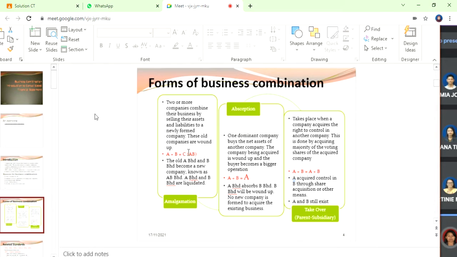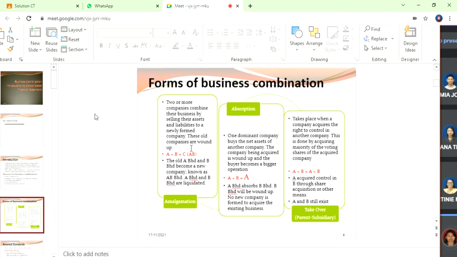Basically, C is not actually a new company. Technically it's not new, because in C you will see the board of directors and so on are from A and B. So what is amalgamation? It is where two or more companies combine the business by selling their assets and liabilities to a newly formed company. The old company AB becomes a new company known as AB Berhad. So A and B will be liquidated.